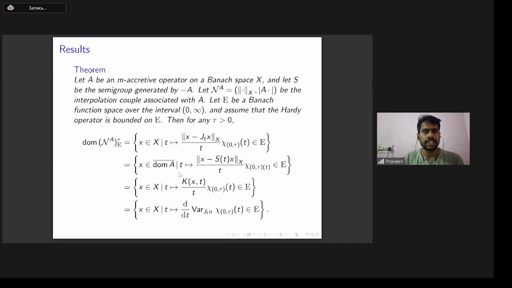The statement of this result is as follows. Take A to be any m-accretive operator on a Banach space X, and S the semigroup generated by minus A. Such a semigroup exists by the Crandall-Liggett theorem. Take the interpolation couple associated with the operator A, where the first function is the X norm and the second function is the set norm of A, and let E be any Banach function space on which the Hardy operator is bounded. Then for every tau positive, we have all these four characterizations of the interpolation sets.